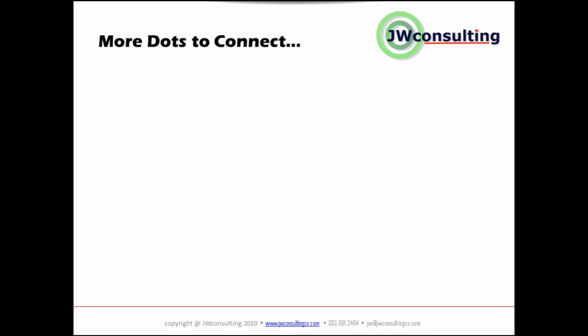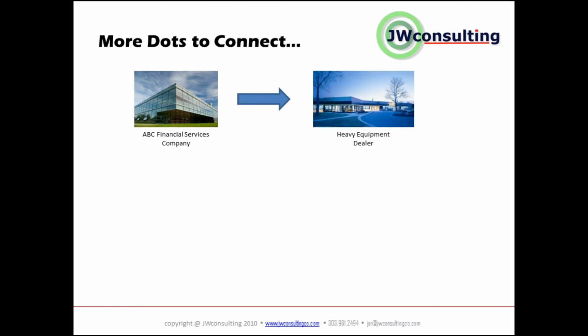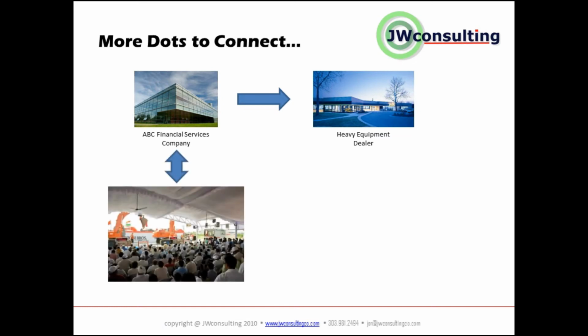Here's another interesting little situation that happened with a company I was working with. You've got to connect your dots. ABC Financial Company was the company I was working with. They have heavy equipment dealers that they do business with. There's a benefit to doing business with the financial service for tax reasons, and there's also people that individually sell to an auction for heavy equipment as well. There's a benefit for them also. So a strategic partnership is made between these two groups.